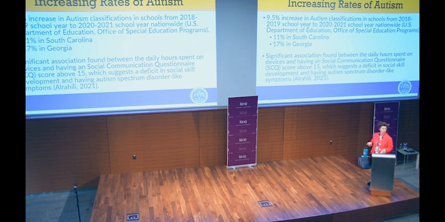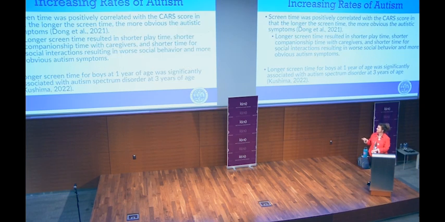There have been a lot more studies about the correlation between screen time and autism classifications. One in particular is related to the Social Communication Questionnaire. What they found is that there are associations between the hours spent on screens and an SCQ score of 15 or above, which suggests deficits in social skills. Same with the Childhood Autism Rating Scale. What they found there is a positive correlation between the longer amount of screen time and the more obvious autistic symptoms. But let me explain why that is.